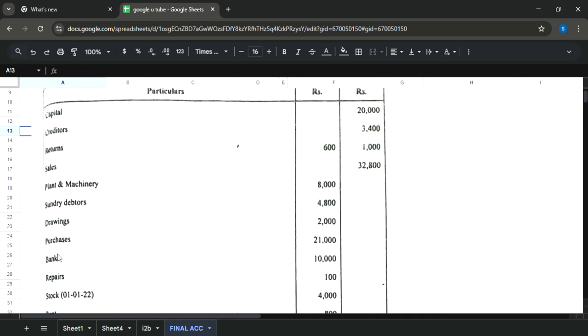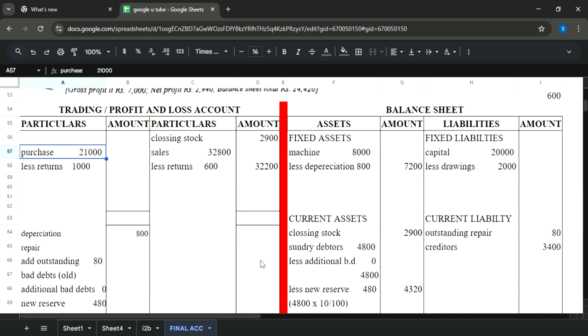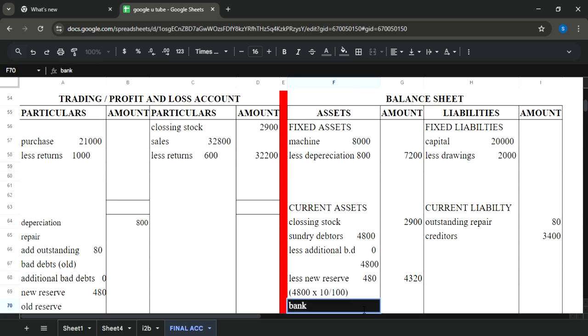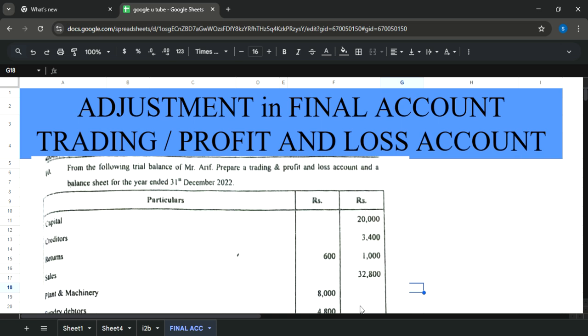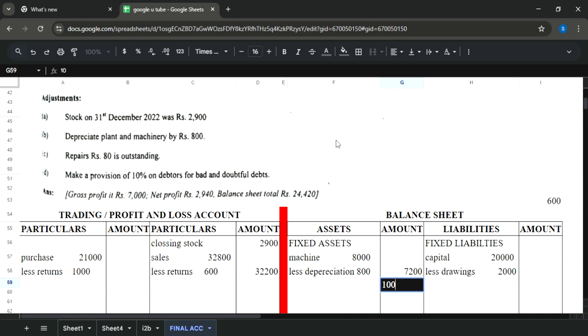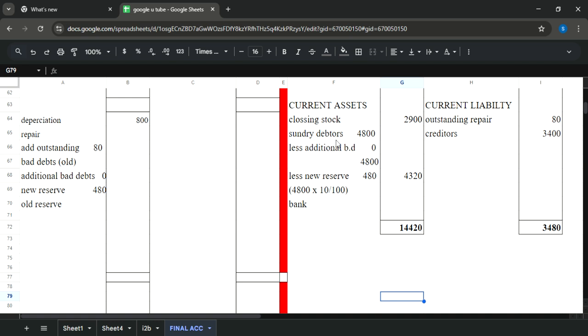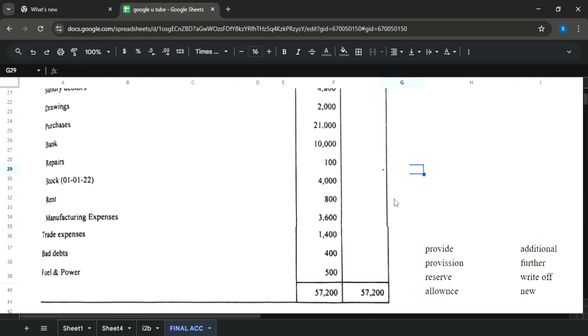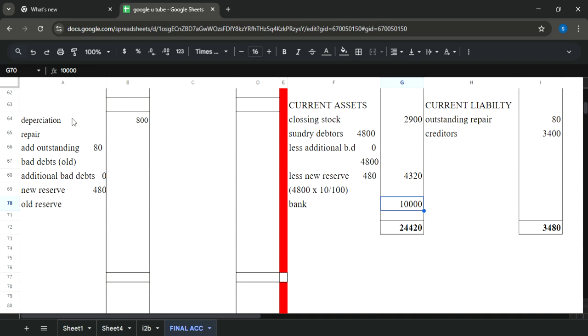Then we have bank account. Bank account is your current asset. We will be writing it over here. The amount written in bank account is 10,000. Just write it down over here, 10,000 as the amount of bank account. After which we have repairs, 100. This is the place which was fixed. So you will write 100 over here.